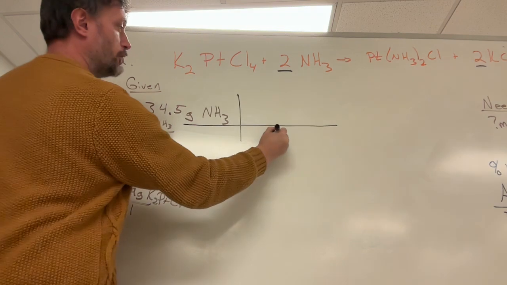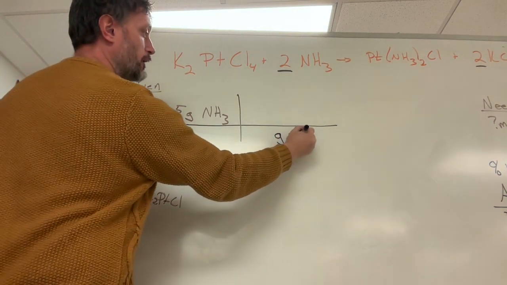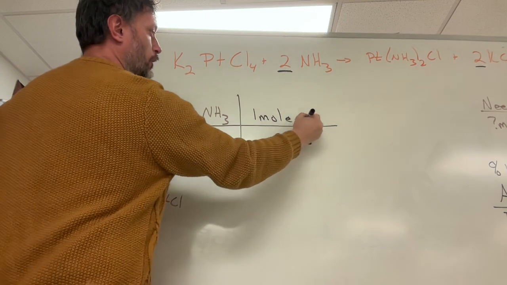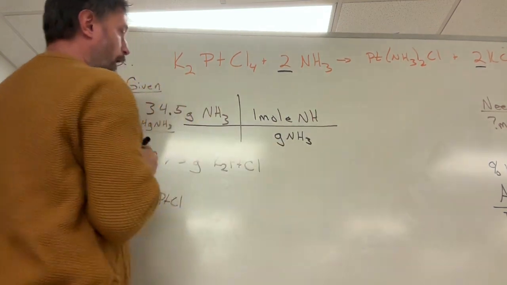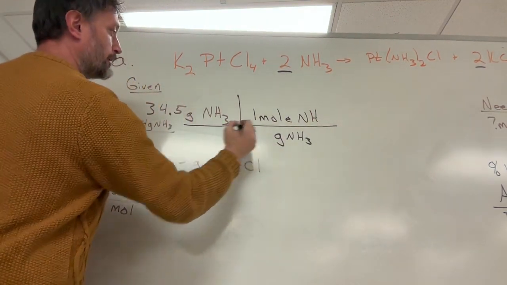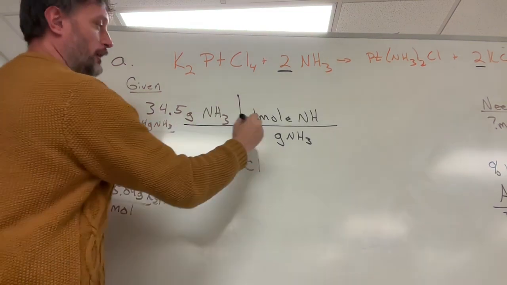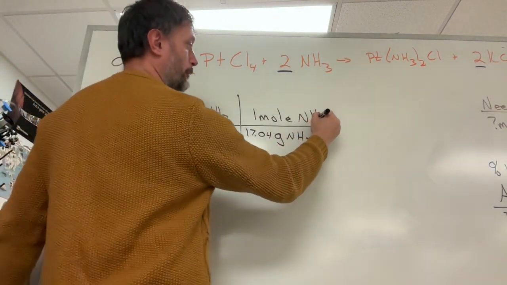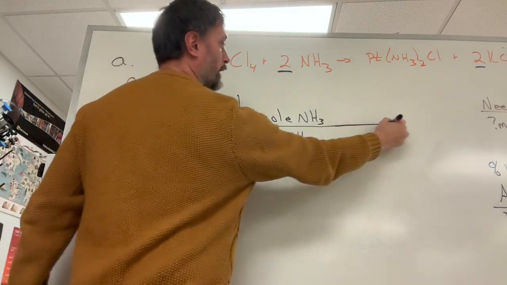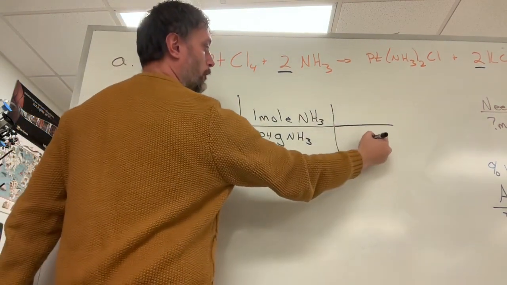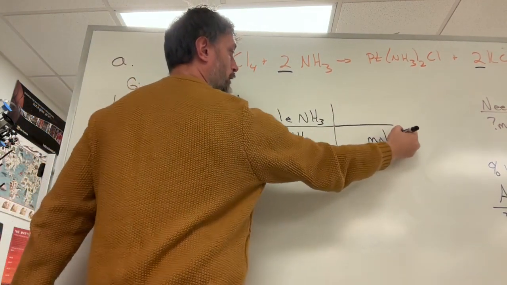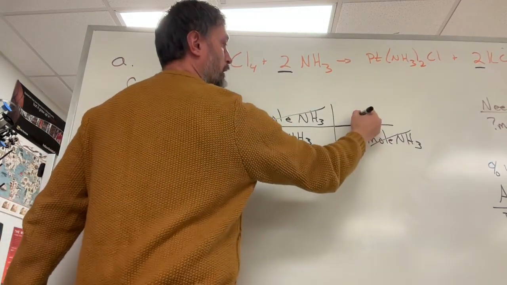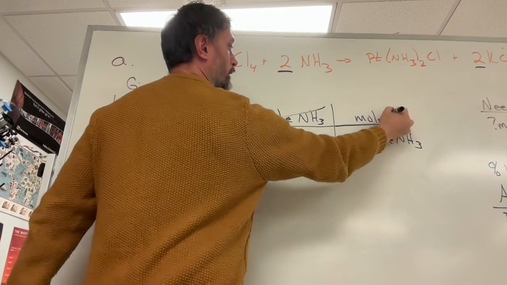So I need grams NH3 on the bottom, and I'm going to go to moles NH3. I know I have to do that because I'm trying to get to moles of something else. The only way to get to moles of something else is to go through moles of this thing. Okay, so my next conversion bar here, I want moles NH3 to go away. So I put it on the bottom, and I'm trying to get to moles of KCl.